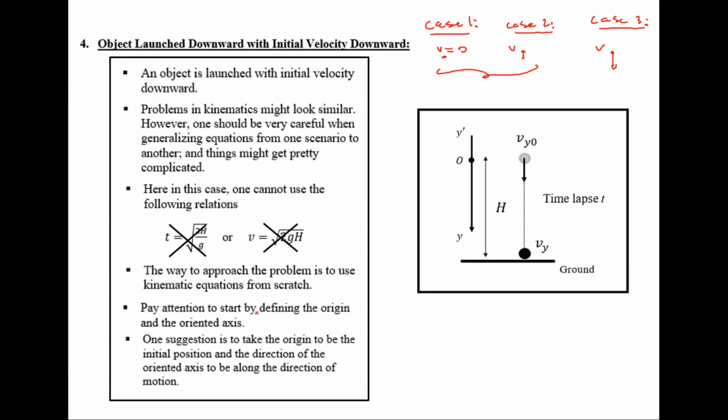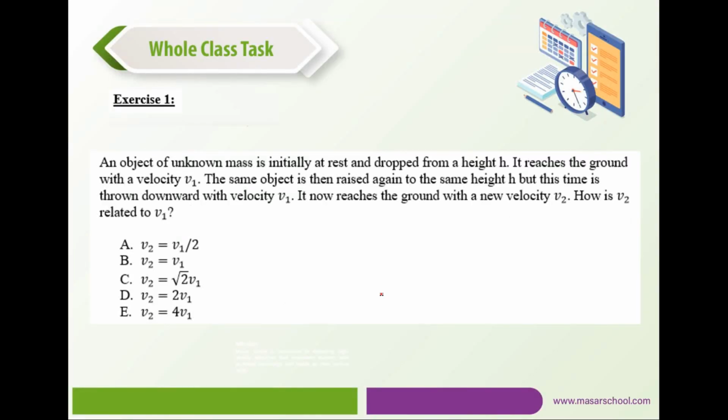One suggestion is to take the origin to be the initial position and the direction of the oriented axis to be along the direction of motion, which is downward. Okay, exercise 1. So as I always suggest, pause the video, try to solve it, think about it, then refer back to the solution. An object of unknown mass is initially at rest and dropped from a height h.